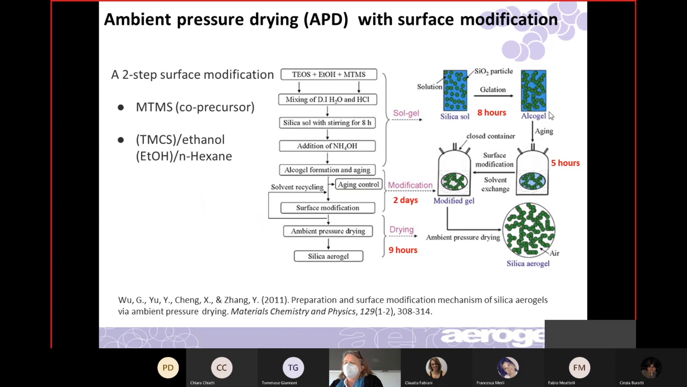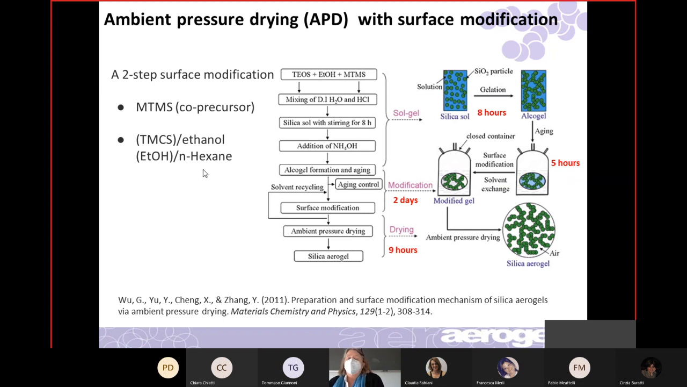Then they age. Remember, I talked about the aging step, and they do that in a closed container for 5 hours. So they just wait and let those reactions continue so it strengthens. Then they do surface modification. That's that surfactant thing. And remember, I talked about you could soak the wet gel in something. And so they soak their wet gel in a chemical, TMCS, ethanol, and n-hexane. So these chemicals are designed to reduce the surface tension.